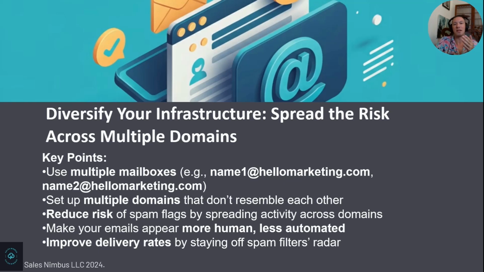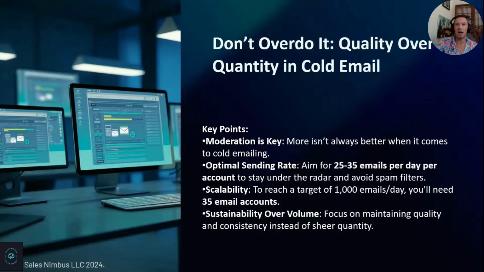In other words, by using multiple domains and multiple inboxes, you're going to further reduce your risk of being flagged as spam, and that will increase your chances of getting through to your target. So it's about spreading your activity across to look more human and less automated. And this is crucial for staying off the radar of spam filters and keeping your email delivery rates high.